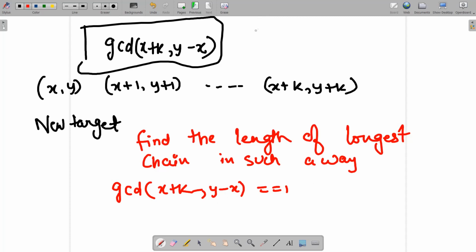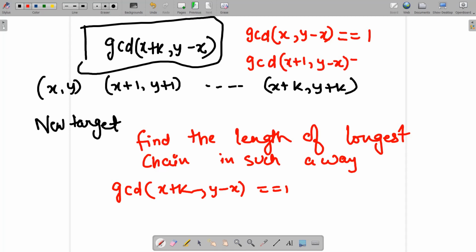Okay, so let's write down for starting with k equal to 0. It would be something like this: GCD of x comma y minus x. As you can see, this is for the very first element of the chain. This should be 1, and again GCD of x plus 1 comma y minus x should also be equal to 1, and so on. It would be going something like this: GCD of x plus k comma y minus x should also be equal to 1.